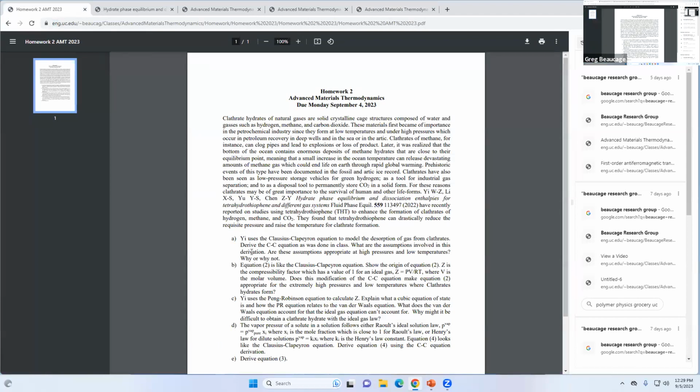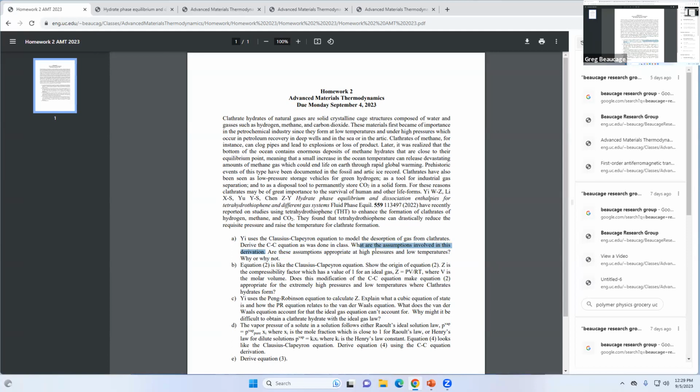So let's see. All right, so the Clausius-Clapeyron equation, right? People did that pretty well. And then the assumptions.